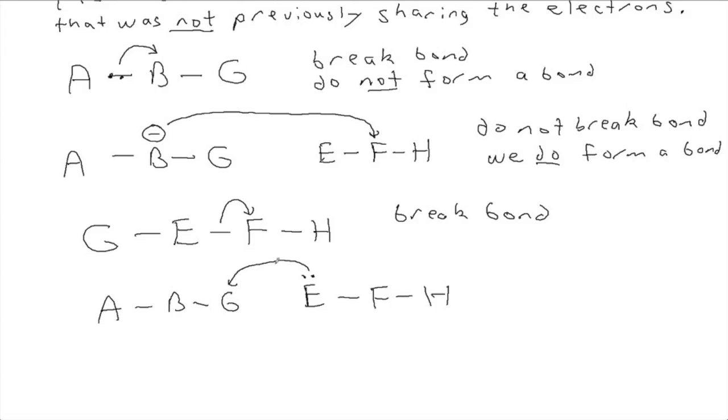Does this tell us to break a bond, form a bond, or both? There's no bond being broken, but there is a bond being formed between E and G. Perfect. That's right. How do we know to form a bond here? Because G did not previously share the electrons that are moving towards it. The electrons were just coming from that lone pair. Good.